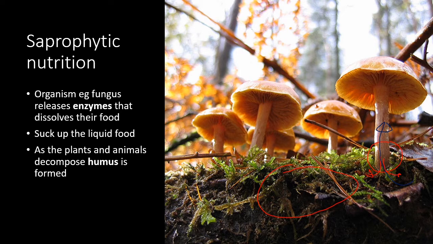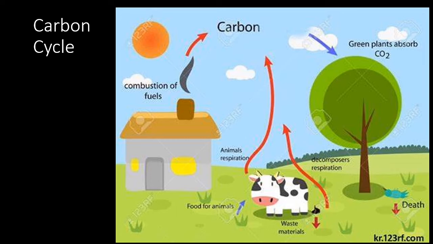Humus is organic material which makes the soil nice and nutritious for the plants to grow again. So that's saprophytic nutrition. Now, we've mentioned nutrient cycles. We really need to think about two main ones, the carbon cycle and also the nitrogen cycle. The carbon cycle is easier of the two, so let's discuss it first. I'm going to show you a little diagram which shows the carbon cycle.